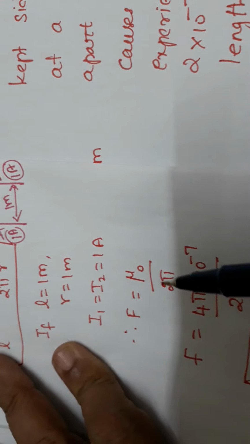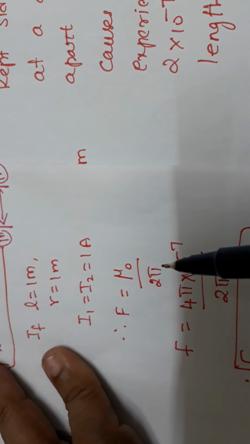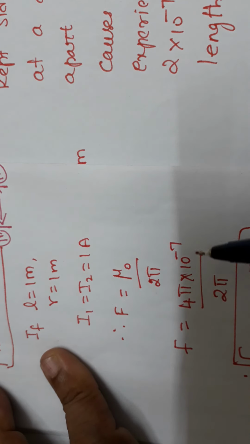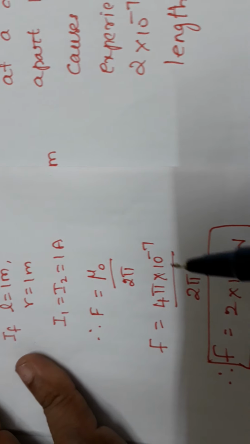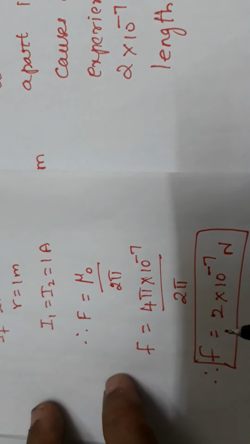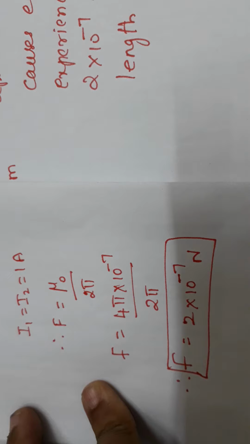So what will you get? F is equal to mu naught by 2 pi. Mu naught value is 4 pi into 10 power minus 7, divided by 2 pi. If you cancel, what will you get? F is equal to 2 into 10 power minus 7 Newton.